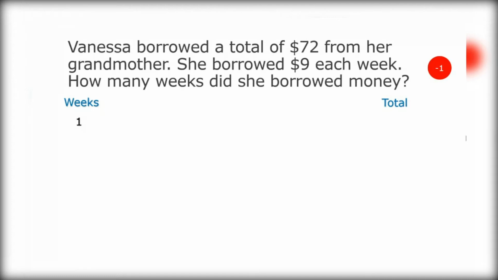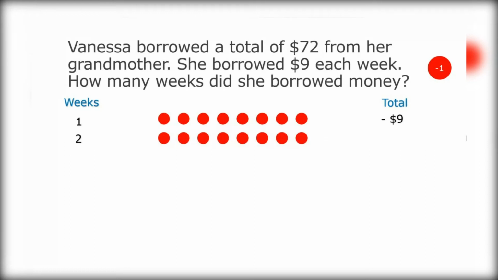So we have, on the first week, she borrowed $9. So we have 9 counters, and that's a total of -9. Second week, she borrowed another $9, and that brings the total to -18. The third week, she did the same, and now her total is -27.